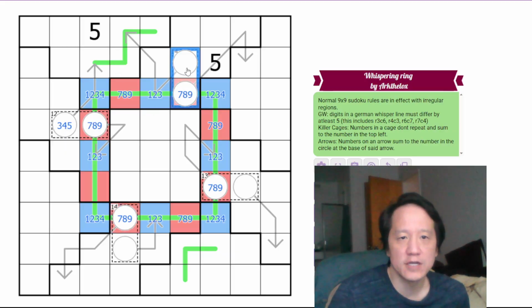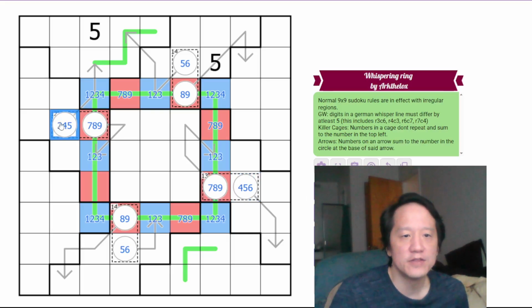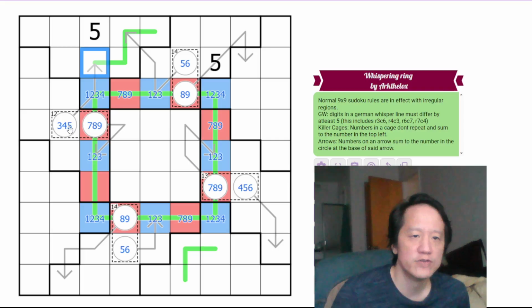For the cages that add up to 14, you can't have a 7, right? Because if one was 7, the other one would have to be 7. So this cannot be 7. This is 8 or 9, which makes this 5 or 6 to add up to 14. Same here. This is 8 or 9, and this is 5 or 6, adding up to 14. If this is 7, 8, 9, this is 4, 5, or 6. And this 3, 4, 5 can be at most 1, 2, 3, 4 to add up to 5.